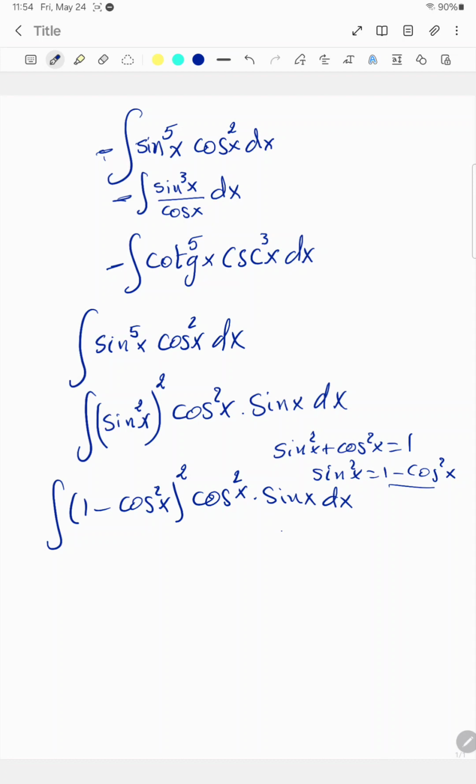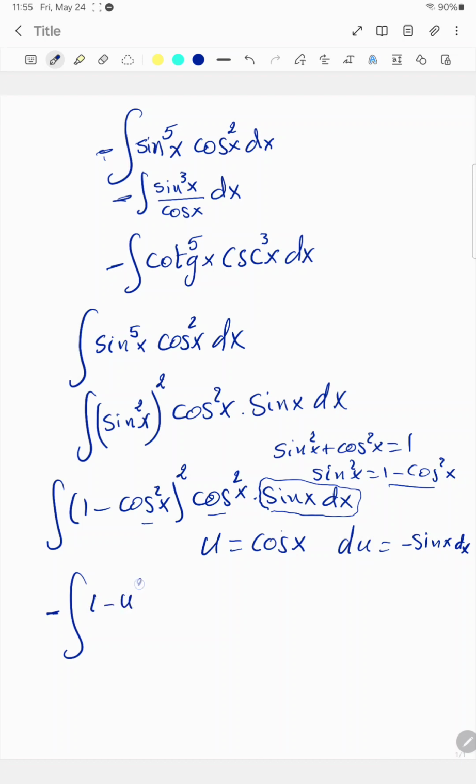Perfect. I see that I have cosine and I have sine. So if I take my u equal to cosine x, my du becomes minus sine x dx. So this sine x dx, I can replace by minus du, and all the cosine x by u. Because I want to replace minus sine x dx by minus du, let's put the minus outside my integral, and it becomes the integral of (1 minus u square) to the power of 2 times u square du. And that's very easy to solve now.